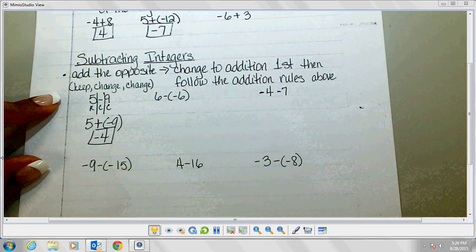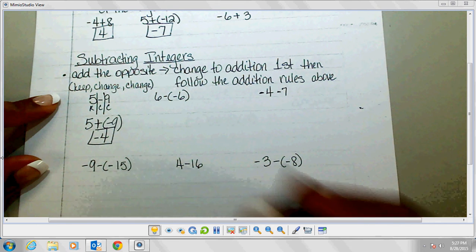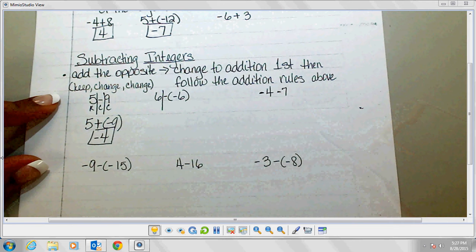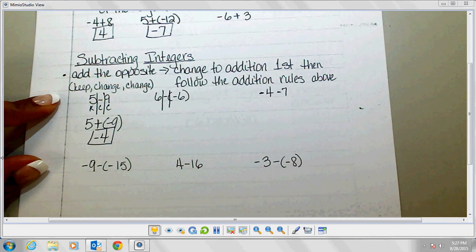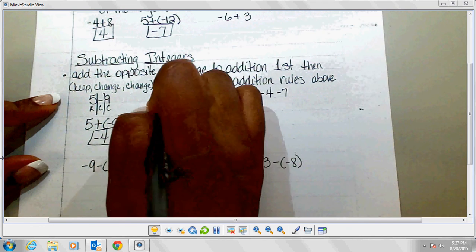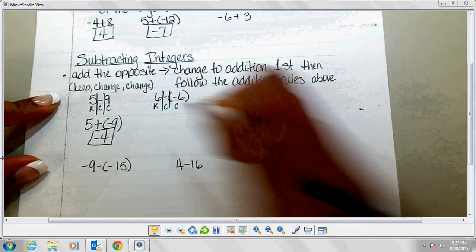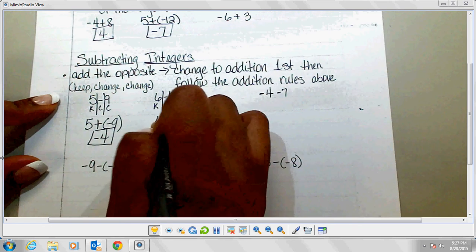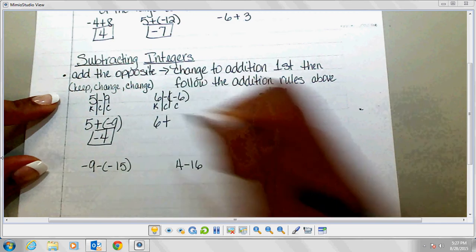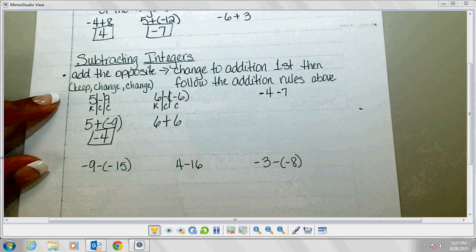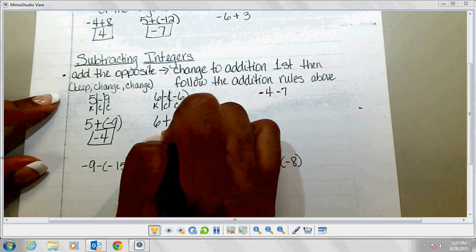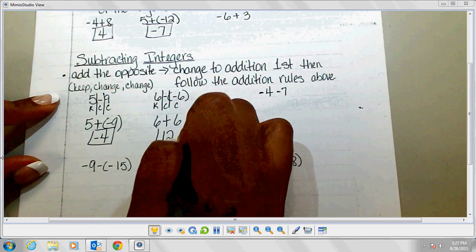Okay, next example, we have 6 minus negative 6. Okay, let's apply our add the opposite, which is keep, change, change. So I'm going to split, put a line behind the 6, put a line behind the minus, then negative 6 is the last number back there. So put your keep, change, change. Now we're going to keep 6, we're going to change minus to plus, and negative 6 changes to positive 6. Now we add 6 plus 6 and it gives us 12.